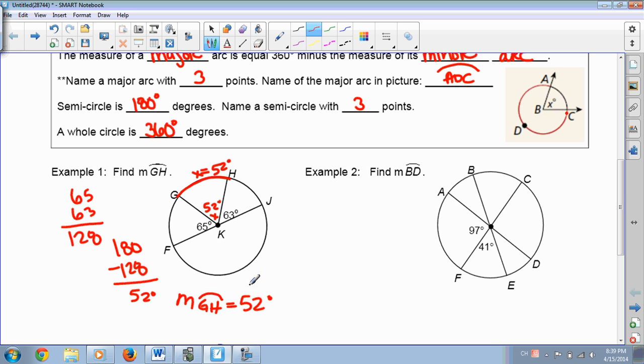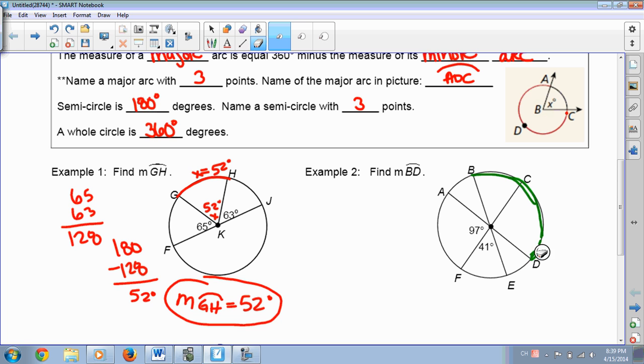Okay, let's look at example number 2. Find the measure of arc BD. Okay, well here's B all the way over here. Let's try it again. There we go, that's a little bit better. All right, so there is arc B to D.